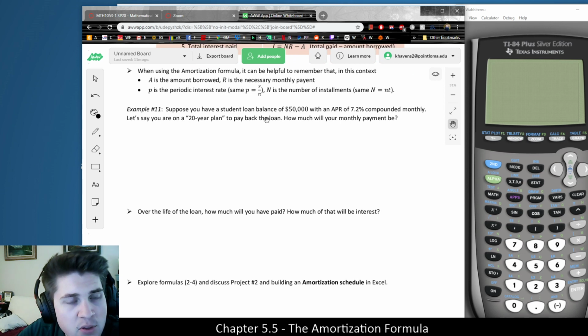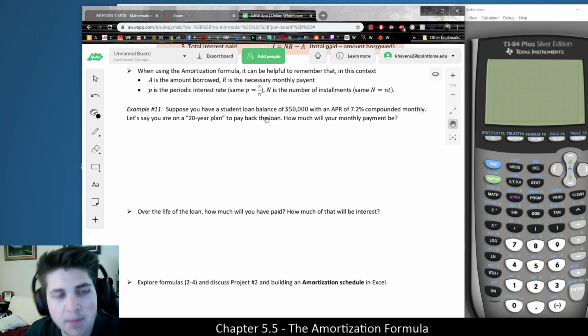Example 11, suppose you have a student loan balance of 50,000 at a nominal interest rate of 7.2% compounded monthly, and let's say we are going to plan to take 20 years to pay it back. Let's first figure out how much we are going to be paying on a month by month basis.